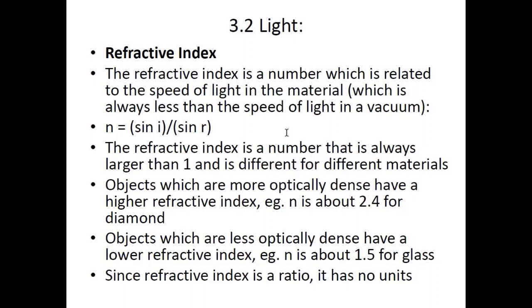Objects which are more optically dense have a higher refractive index. n is about 2.4 for diamond, whereas objects which are less dense usually have a lower refractive index. For example, glass is about 1.5. Since refractive index is a ratio, it has no units, but you need to remember this formula. It is very important for calculations in paper 2 and paper 4. n equals sin i upon sin r.